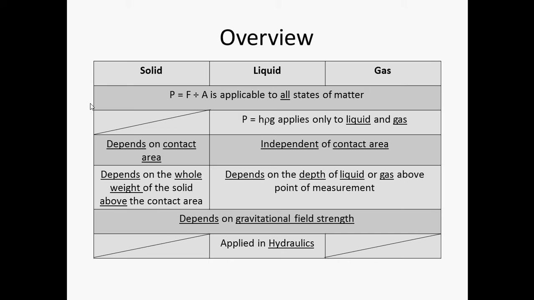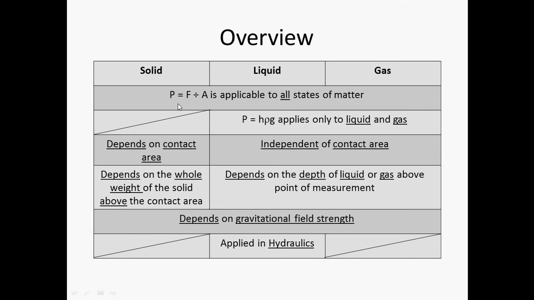Okay, so I'd like to divide pressure into three main types: those related to solid, those related to liquid, and lastly those related to gas. The first thing you will realize is that there's one formula that applies to all states of matter, and the formula is pressure is equal to force divided by area, which is given in this equation here. So this formula is applicable not only to solid but also to liquid and gas.